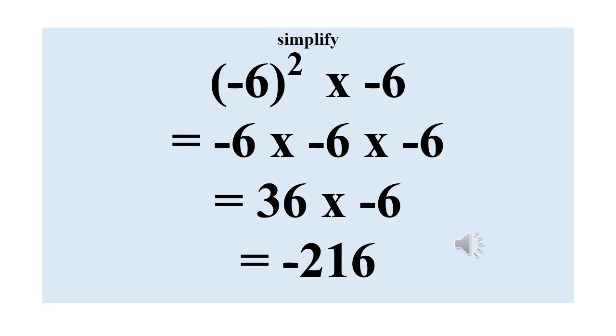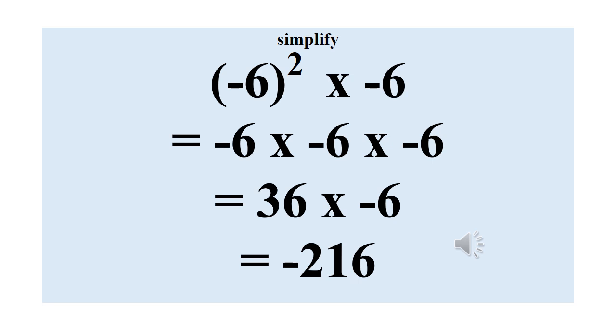Now another question, question number 3. Question number 3 is just like question number 2, but there is a slight difference between the two of them, just a very small difference. Question number 3 is open bracket minus 6 close bracket squared. You can see the bracket now, then multiply by minus 6.